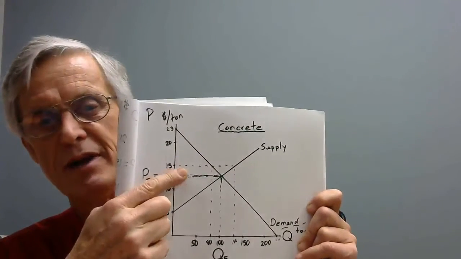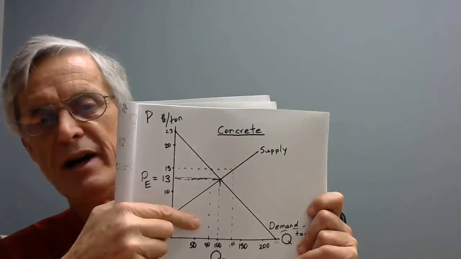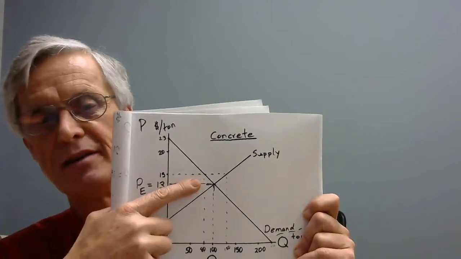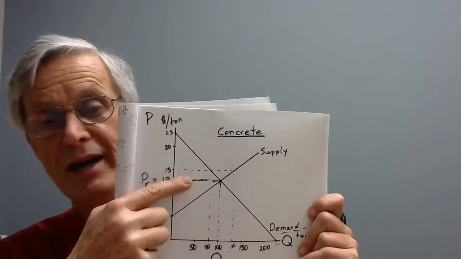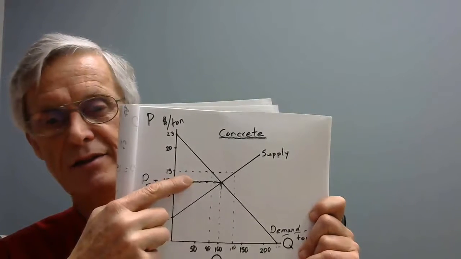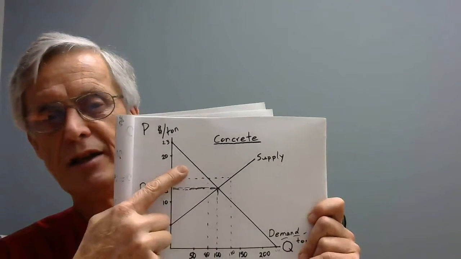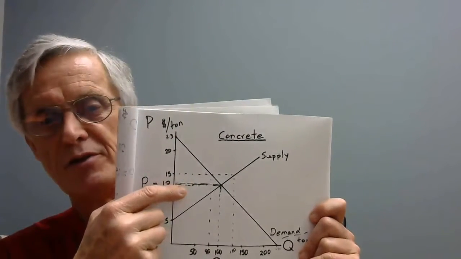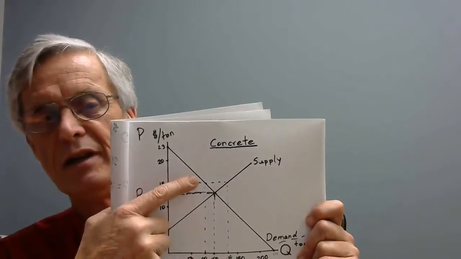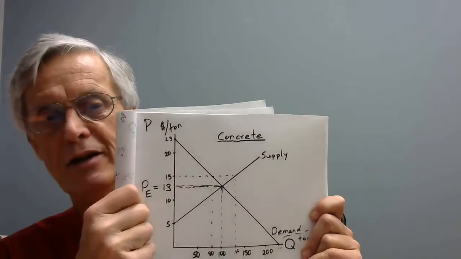So for example, if the price is 15, the buyers want to buy 80, and it doesn't matter the fact that sellers want to sell them 130, they're only going to buy 80 at that price. So some of the gains from trade, the consumer surplus plus the producer surplus, will be lost. There'll be a little bitty what's called a deadweight loss.